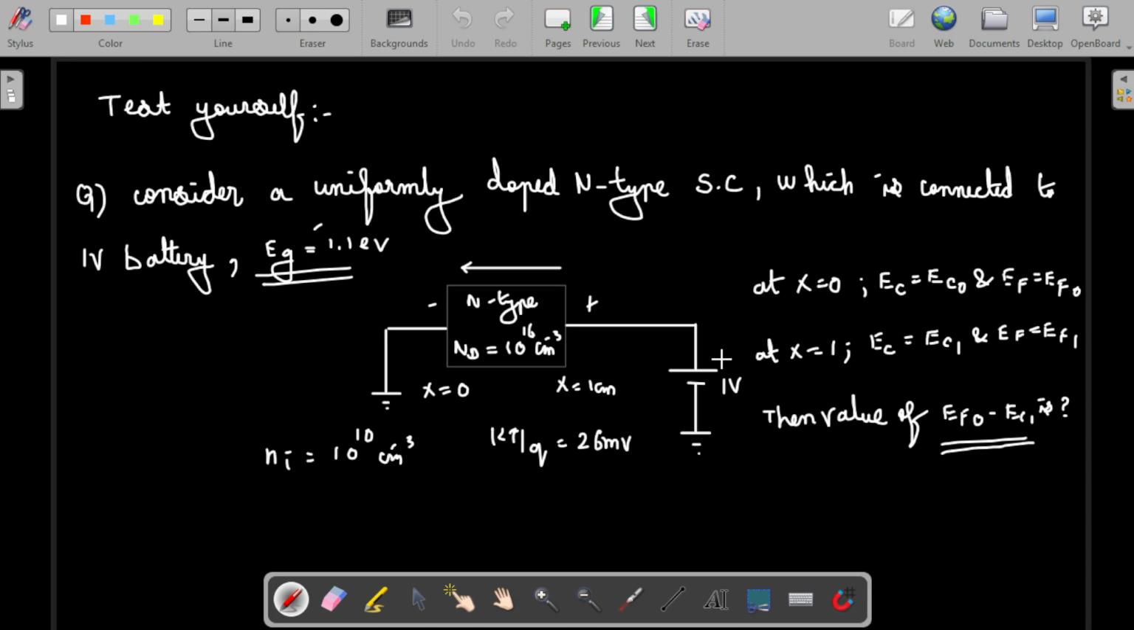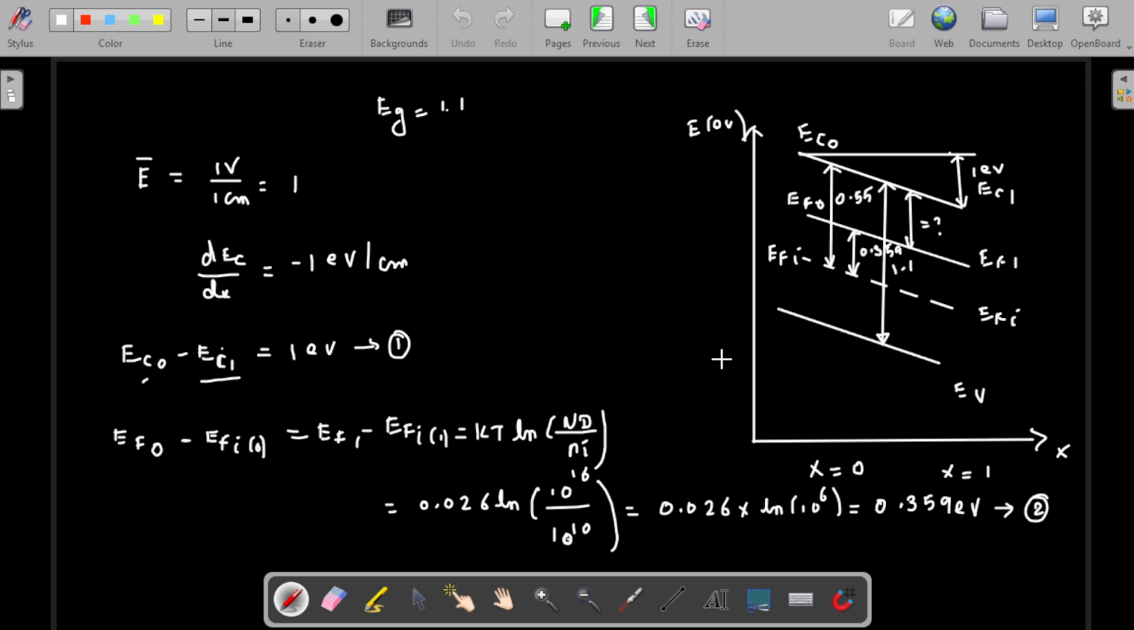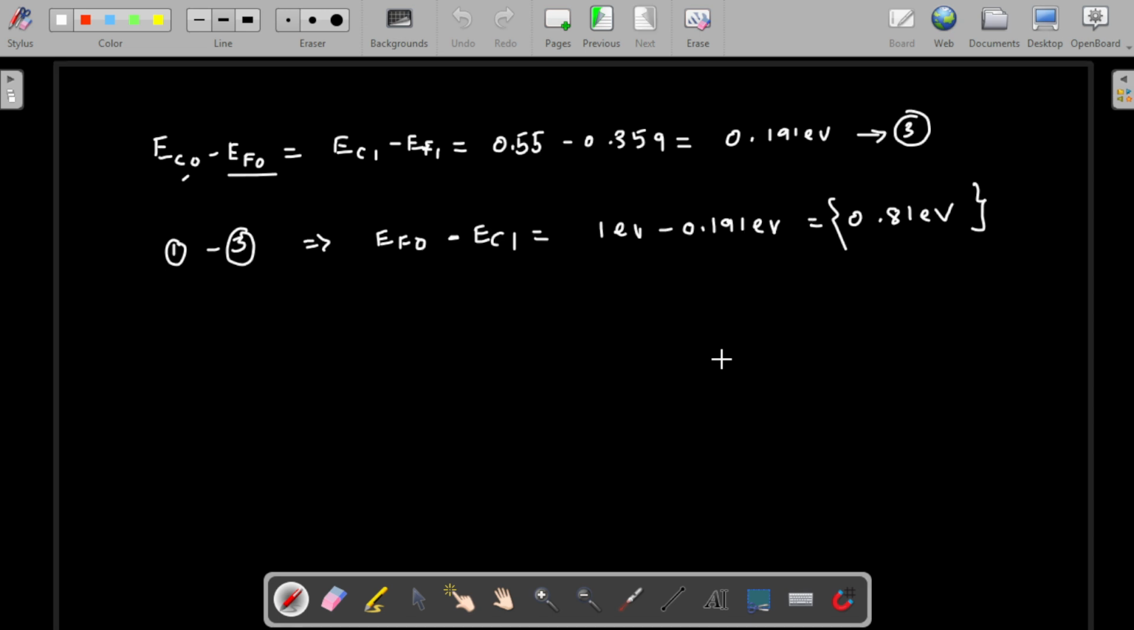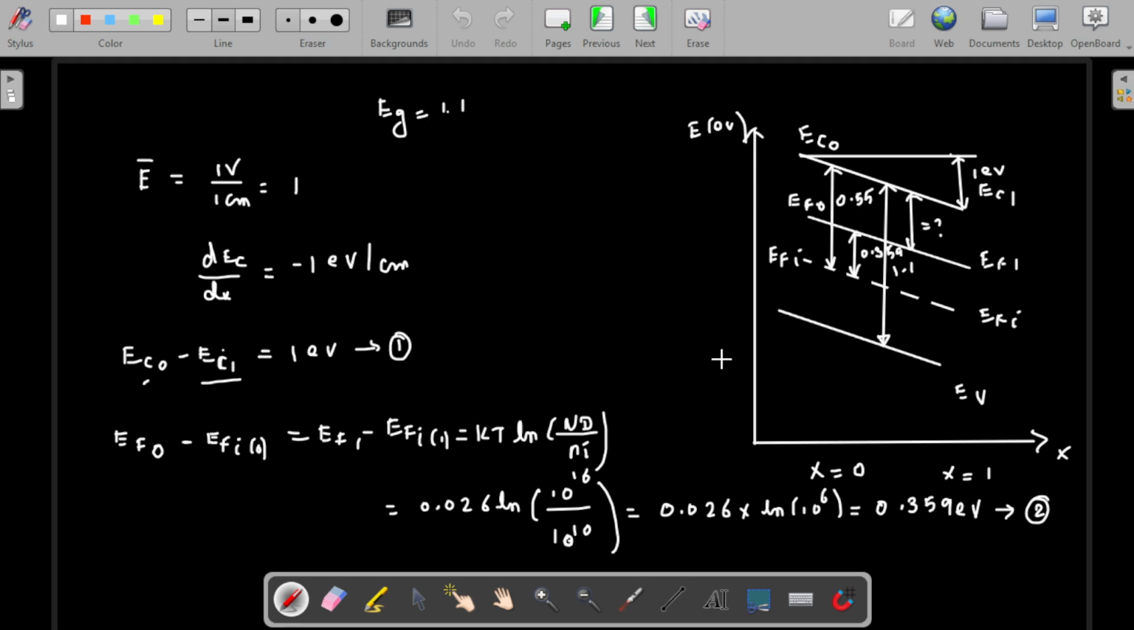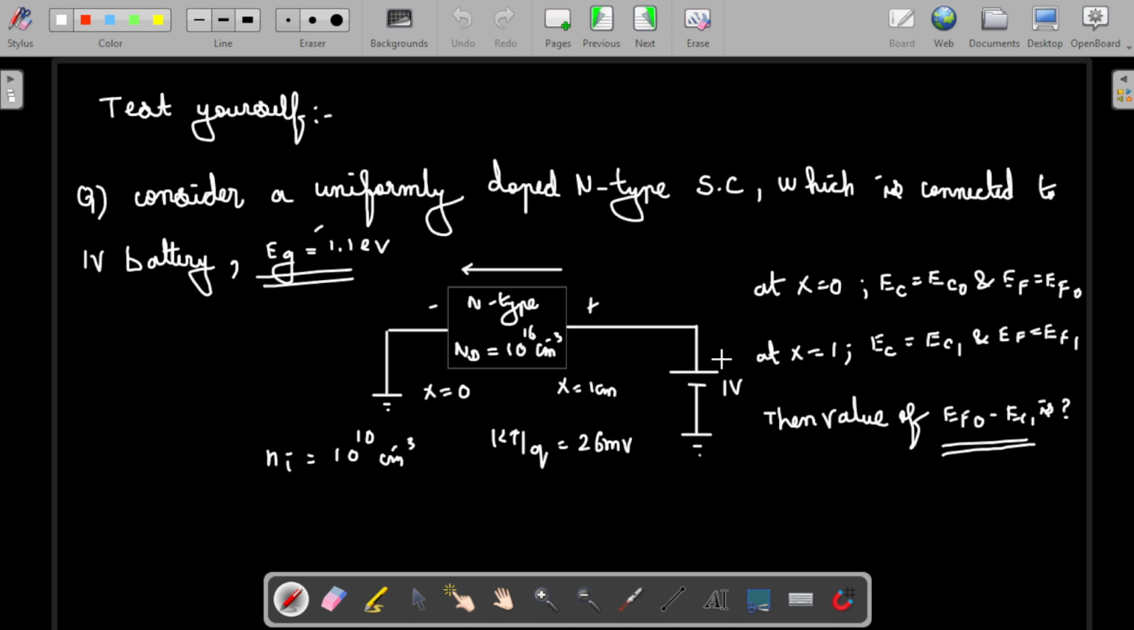Here you see all the concepts: electric field to voltage conversion, electric field to slope, the change in the energy band that we also took into account, and the Fermi level and the density of states formula also came in. So in this one question there are multiple things we have to understand, so that only we can calculate the answer.